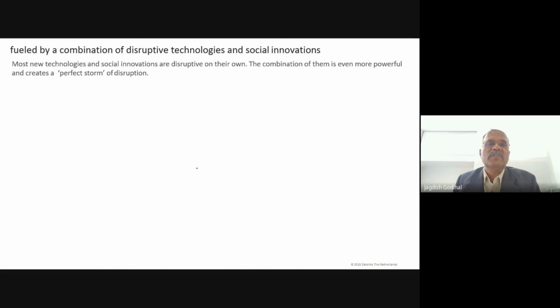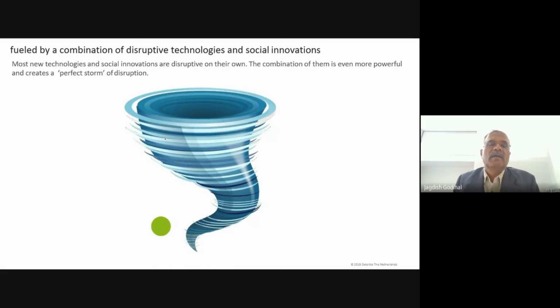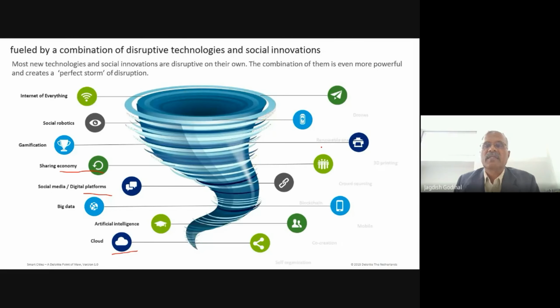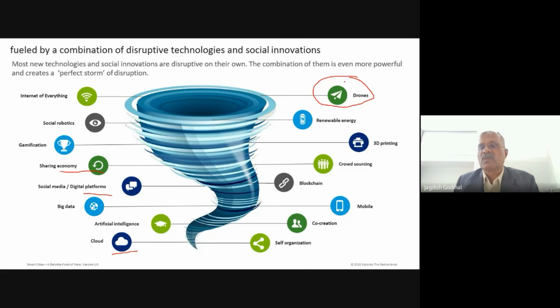So now if you look into the disruptive technologies and social innovations where we are going to use them in the smart villages, whether it is Internet of Everything or Internet of Things, social robotics, then we are going to have the digital platforms, sharing economy, big data, cloud. Then we are going to have drone technology, which is very much useful in rural areas nowadays. Renewable energy is also very much useful in rural areas.